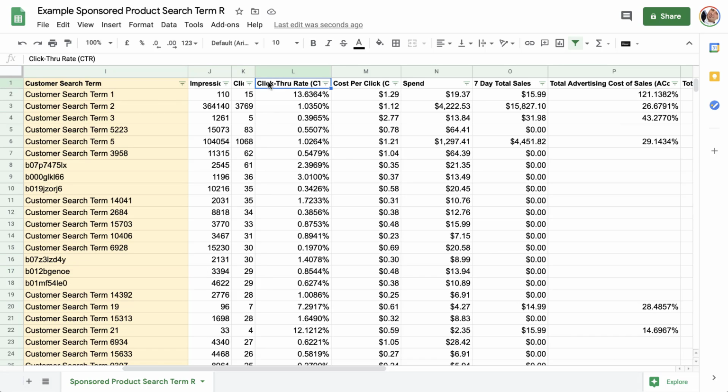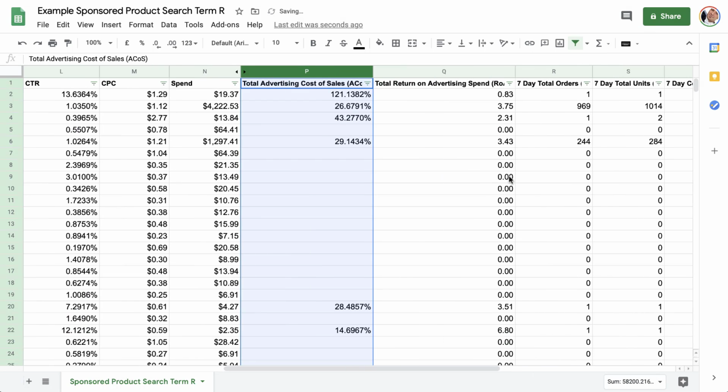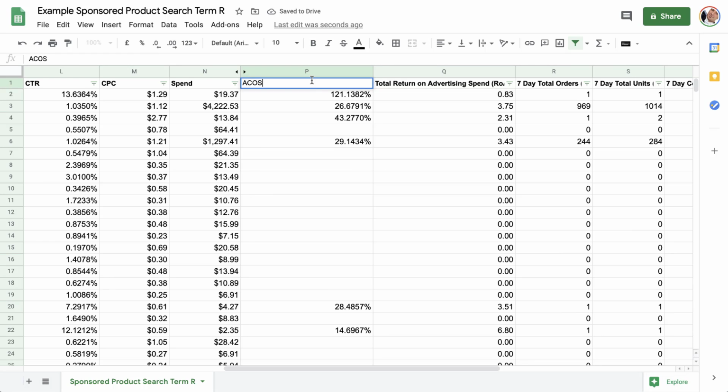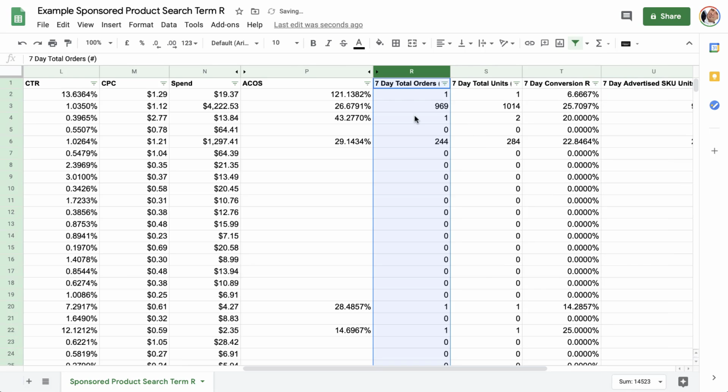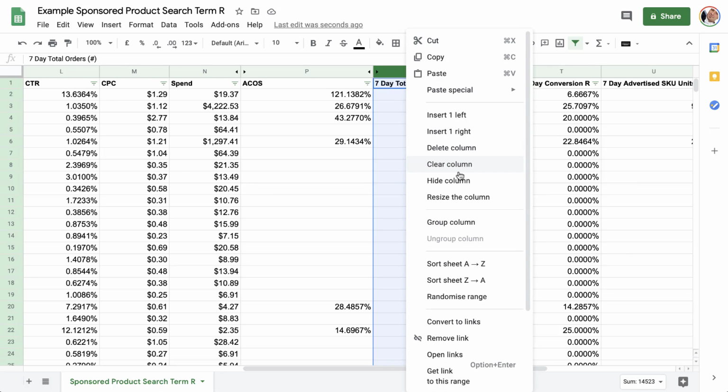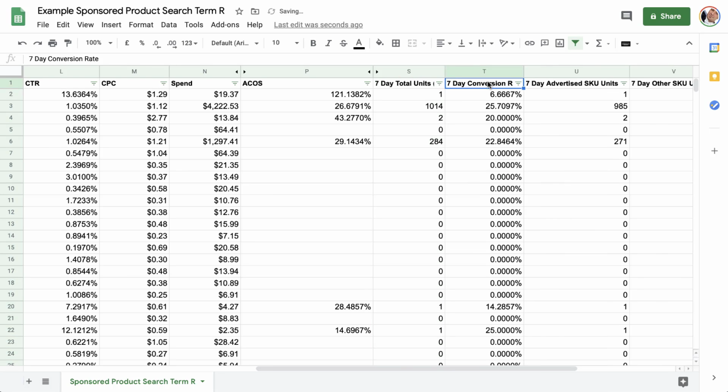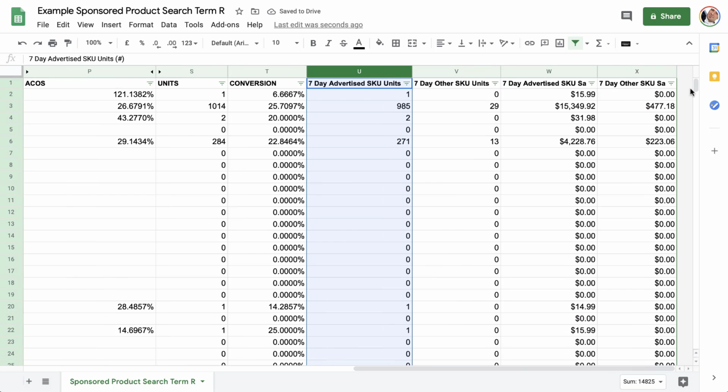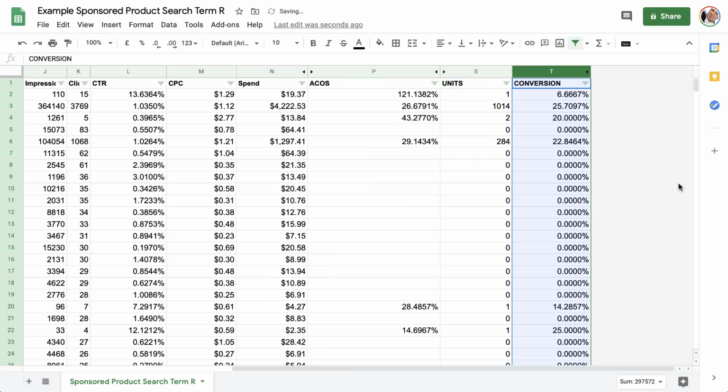Impressions, clicks, click-through rate, cost per click, spend, 7-day total sales. We don't need that. We can actually hide this. ACOS, important. ROAS, we don't need that. 7-day total orders, units ordered. I think we don't really care about orders, we care about units ordered, right? And conversion rate, right? And yeah, so basically all the rest here are not necessary.